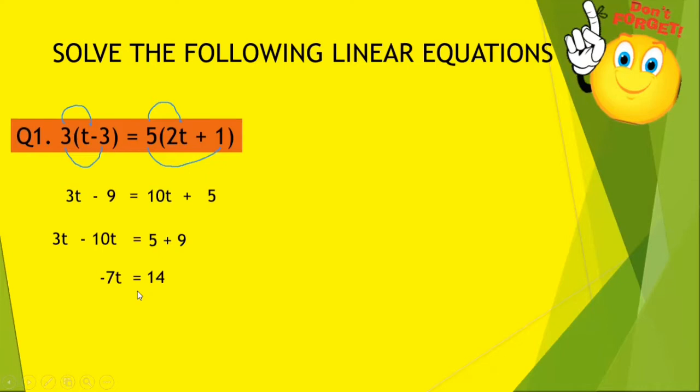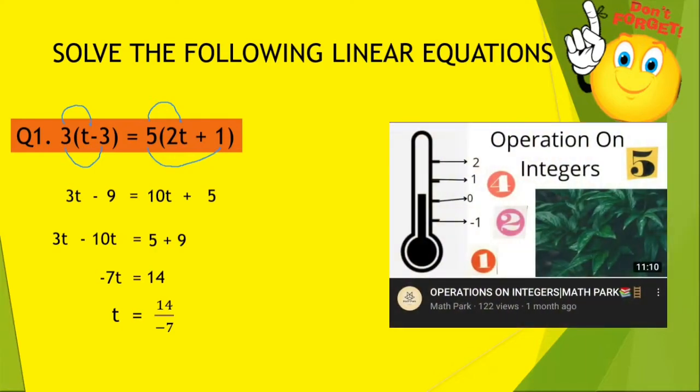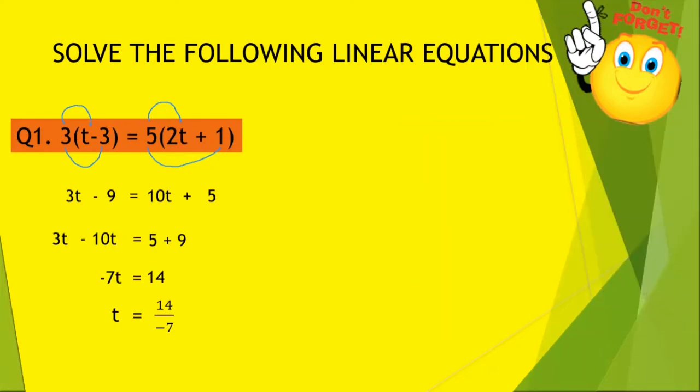Now remember, in the previous video we have already learned this type of equations. We need to isolate t. Isolating t means I have to divide both the sides by minus 7. Dividing by minus 7, only t remains, and here we get t is equal to 14 upon minus 7. Now 14 divided by minus 7: when we divide a positive by a negative, the answer is negative. We have already seen this in operations on integers, so if you want to watch that again, you can go back and watch the video on operations on integers. So this is how we get t is equal to minus 2.